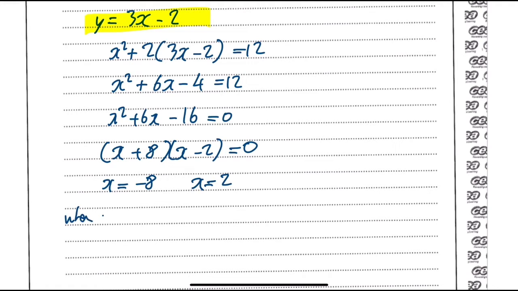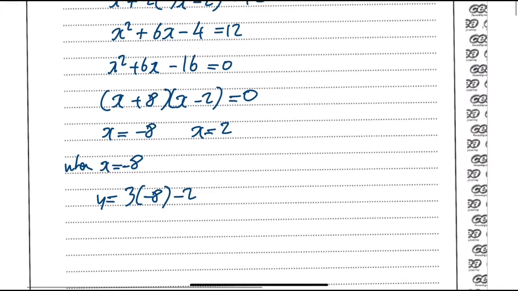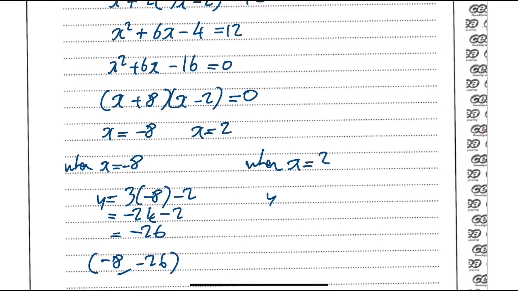So when x equals minus 8, y is going to be equal to 3 times minus 8 minus 2. 3 times minus 8 would be minus 24, and then minus another 2, that's going to be y is equal to minus 26. So one of your solutions is minus 8, minus 26. Same idea. When x is equal to 2, y is going to be equal to 3 times the 2 minus 2. So y is equal to 6 minus 2, so y is equal to 4. And then the other solution is 2, 4. So there's question 1 done.